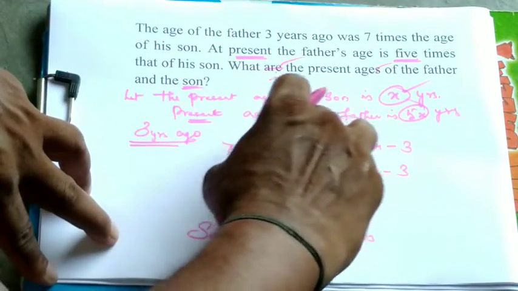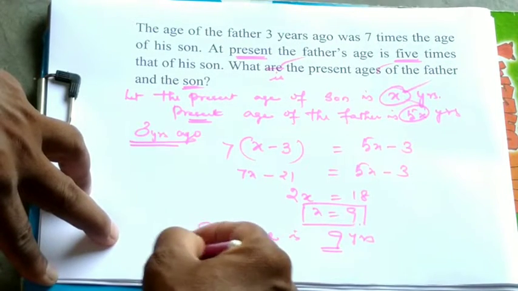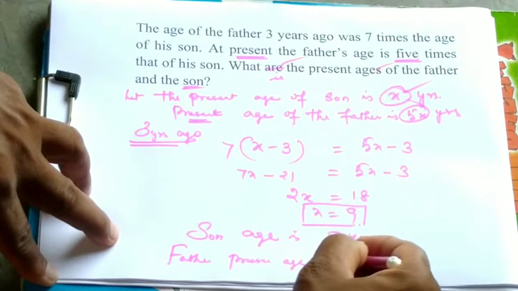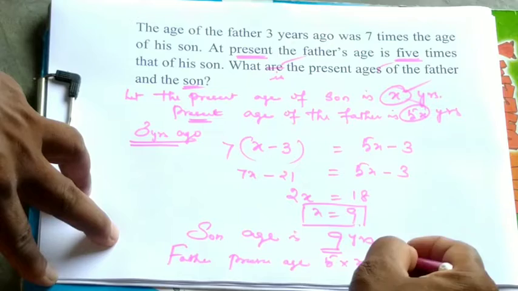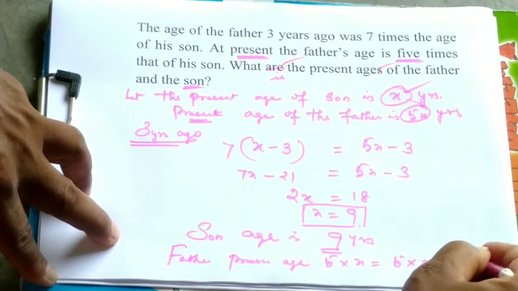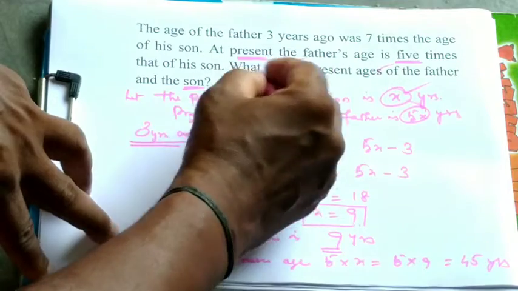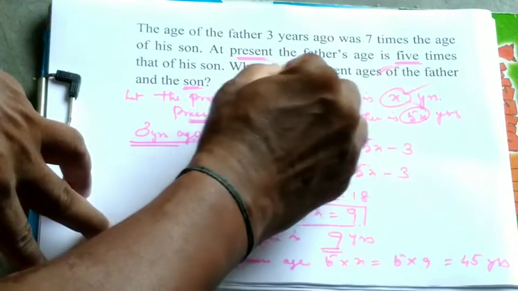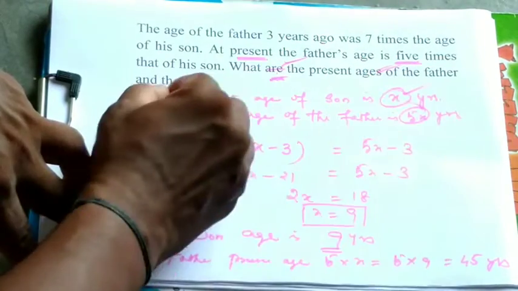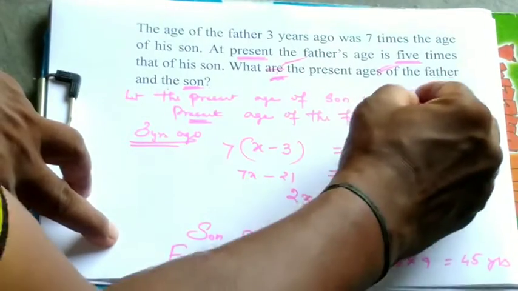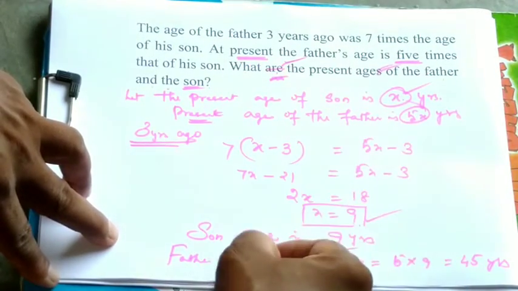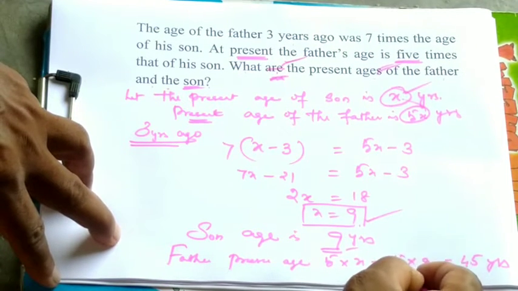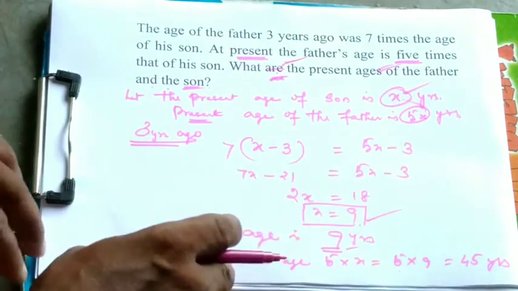Using this we can find the father's present age. Initially we assumed the father's present age is 5x. Therefore the father's present age is 5 into x, and x value we got is 9. So 5 into 9 comes to 45 years. Finally we found both people's present ages. The son we assumed as x, and we got x equal to 9. By using this, the present age of the father is 5 into x, 5 into 9, which gives 45 years. Okay, thank you.